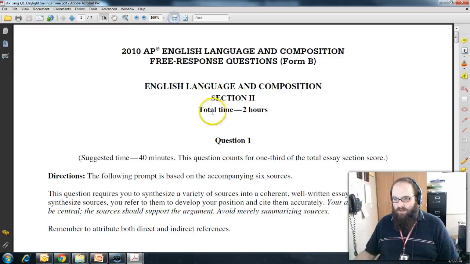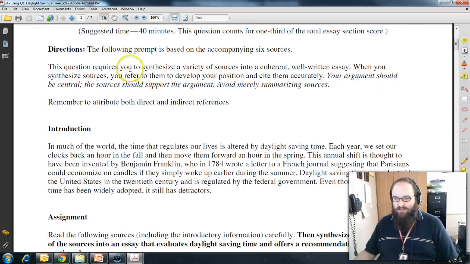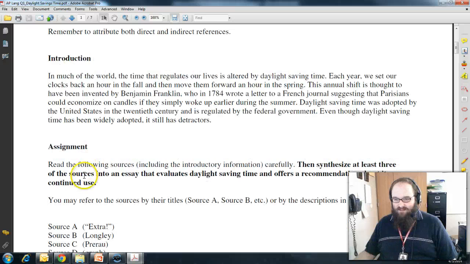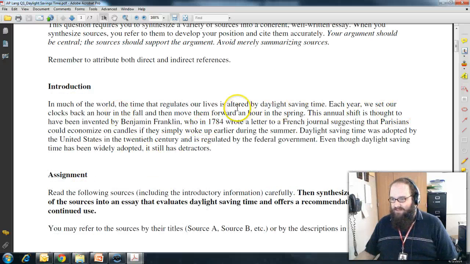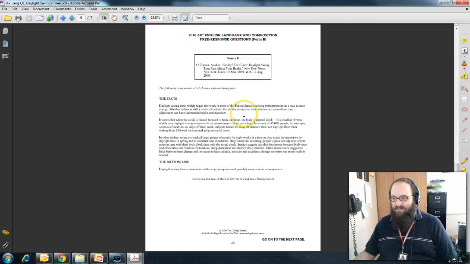Here's another one. This one, I'm not going to bother reading it all to you again. This is one of the older style of ones. You might see when we do them in class some that look like this. They've just kind of rearranged it. They've put the introduction in the middle and the assignment at the end. This one's about daylight saving time. Okay, and so all of your sources are going to be about daylight saving time.